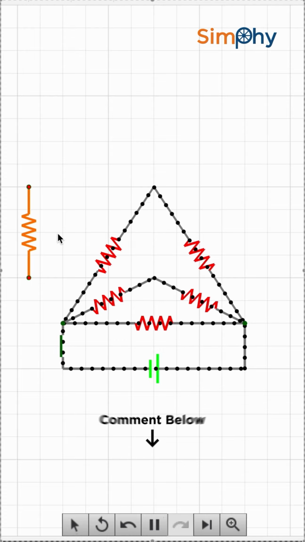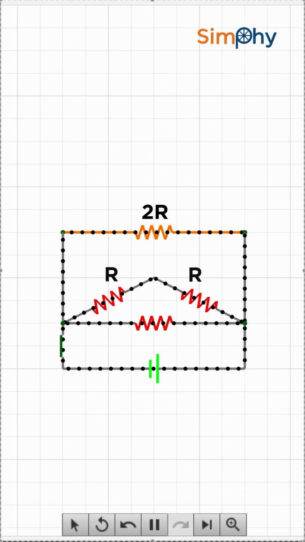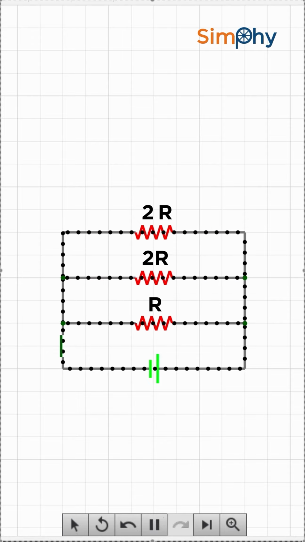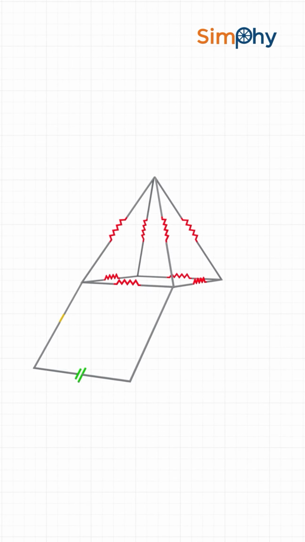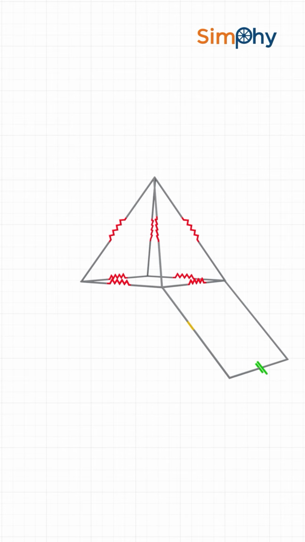So remove this resistor and we can easily find the net resistance. Finally, the net resistance will be R by 2. Now let's move on to calculating the net resistance for a pentahedral resistor.